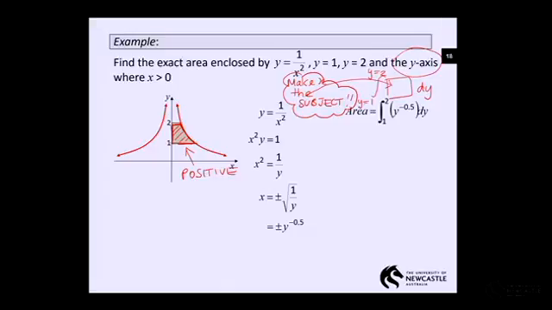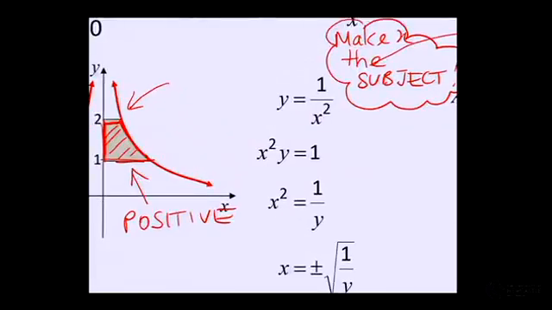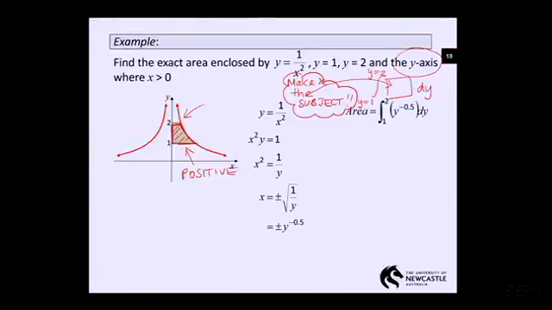So have a look. This has been multiplied over, so it becomes x squared y. I got x squared by itself. When I took the square root, there are two answers. There's a positive and a negative. And you may say, why did we only take the positive? Because this side is the positive square root of 1 on y. This side is the negative of the square root of 1 on y.